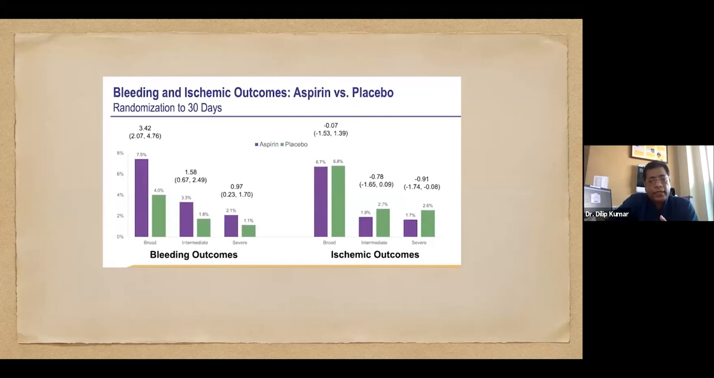In this sub-study, they divided the bleeding as well as the ischemic events into severe, intermediate, and broad categories. The severe bleeding outcome was definitely higher with aspirin in 0 to 30 days, as well as the intermediate and broad category bleeding episodes. But as far as ischemic outcomes were concerned, the broad ischemic outcomes were not different, and there was only a mild difference in the severe ischemic events.